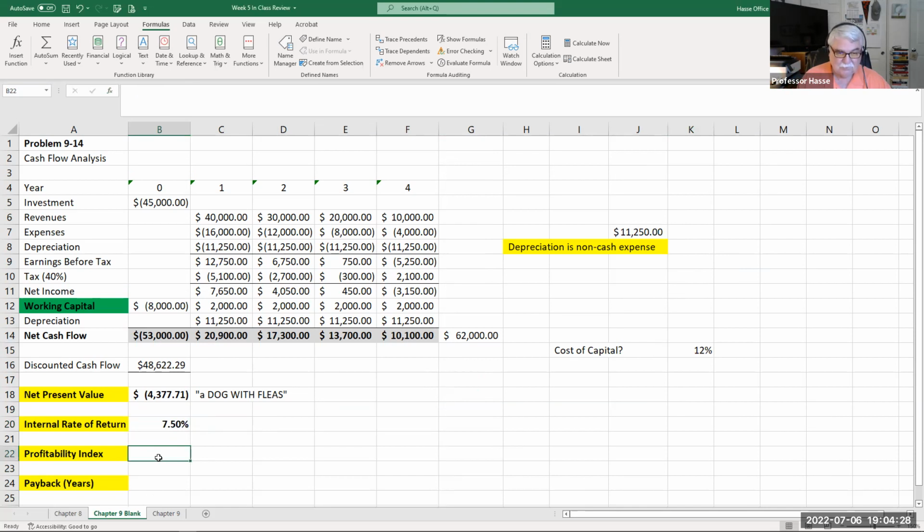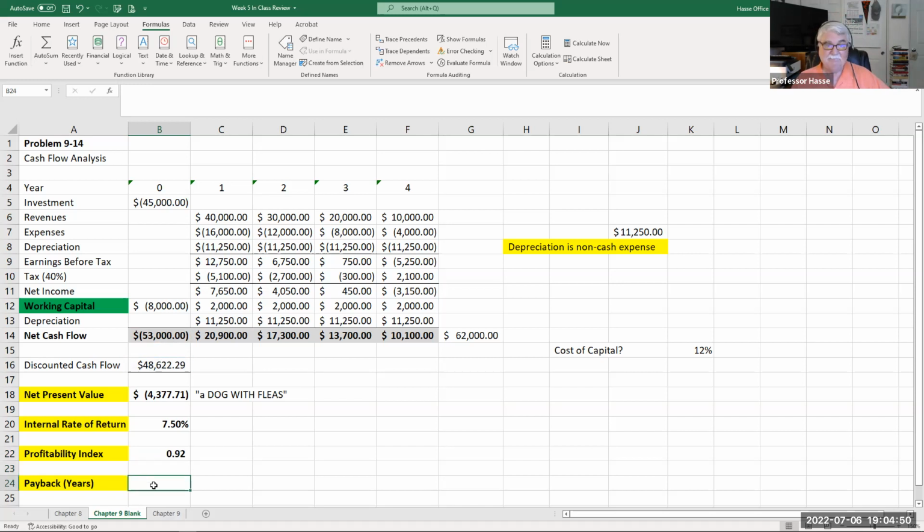Profitability index. We'll go ahead and do that. Again, profitability index is the relationship of the discounted cash flow divided by the investment, and it's going to be less than 1. It is. That's another indicator of a dog with fleas. It's under 1. We're not even getting our money back.